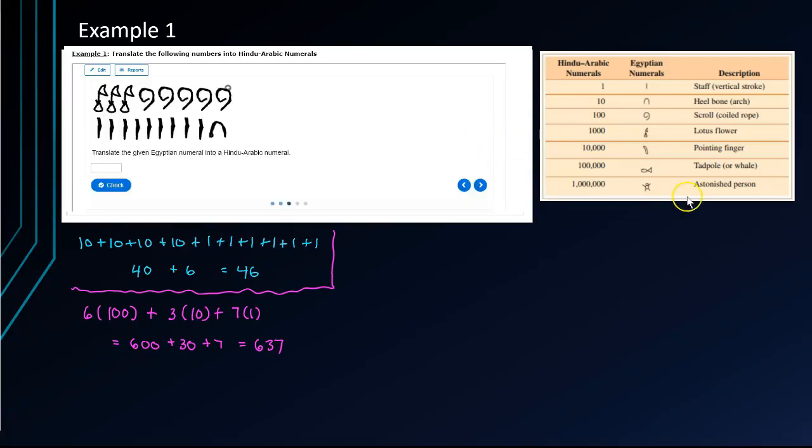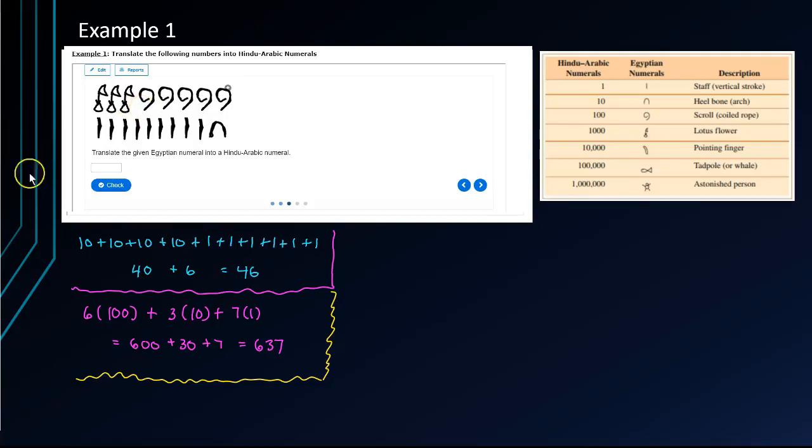On to the next one. I have 3 of these, what they call lotus flowers. I have 1, 2, 3, 4, 5 of these scrolls. I have 1, 2, 3, 4, 5, 6, 7, 8, 9 stabs, and I have 1 heel bone. With the Egyptian writing, you didn't have to have these in any particular order, like some other number systems, including ours.